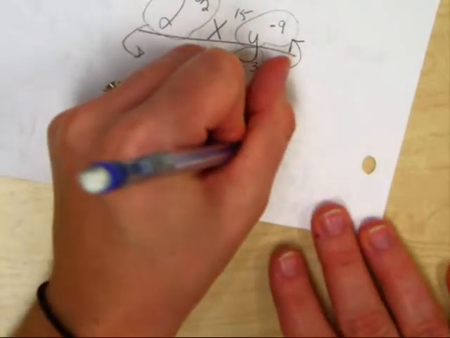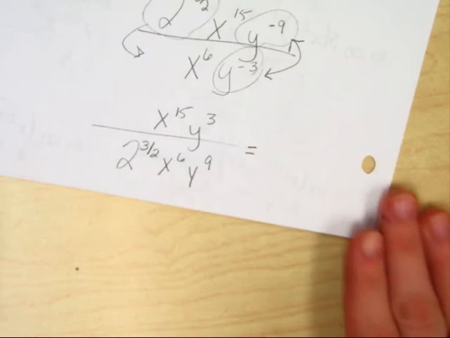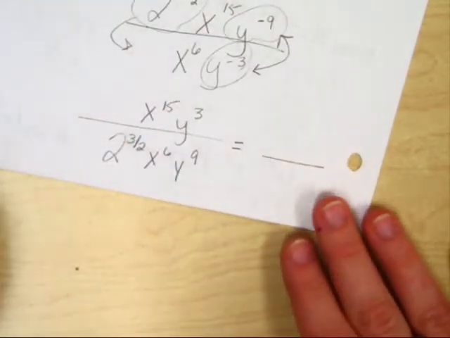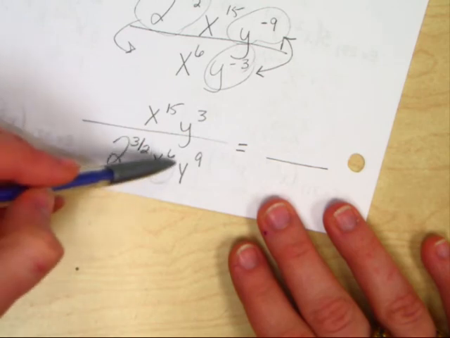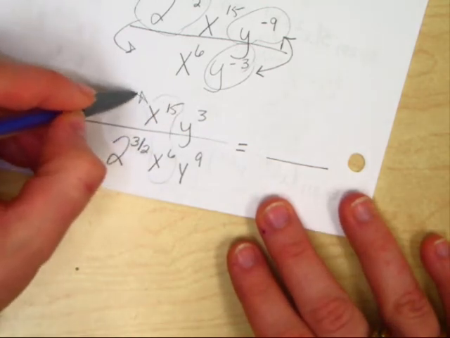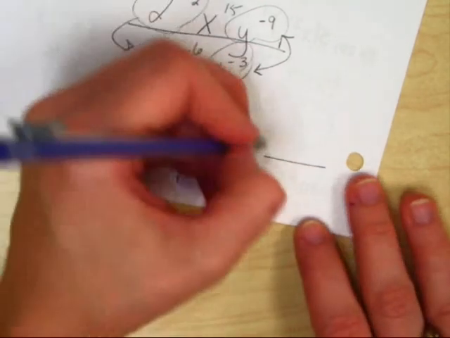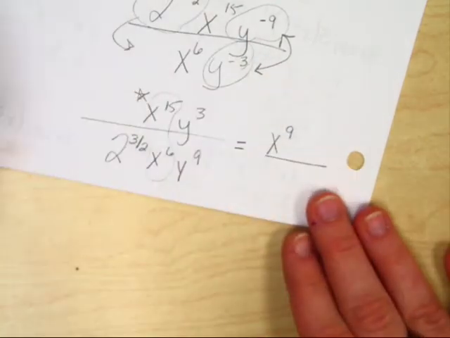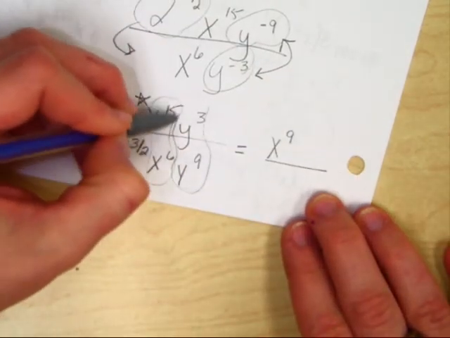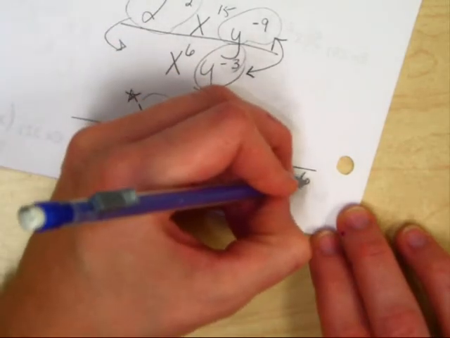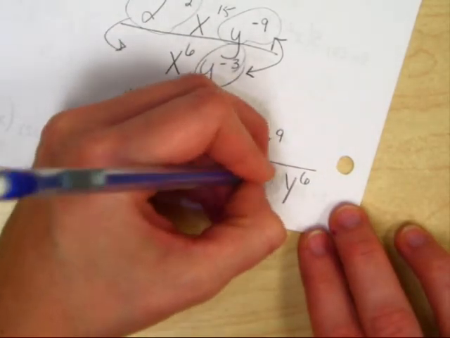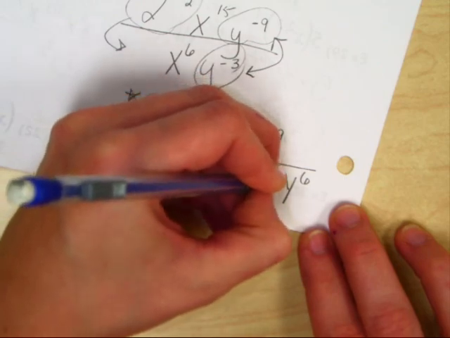Now the last thing. Ready? Last step on the whole paper. Cancel out what cancels. The x's are bigger on the top, so 15 minus 6 is x to the 9. The y's are bigger on the bottom, so that's y to the 9 minus 3 is 6 on the bottom. Don't forget you had 2 to the 3/2 power.